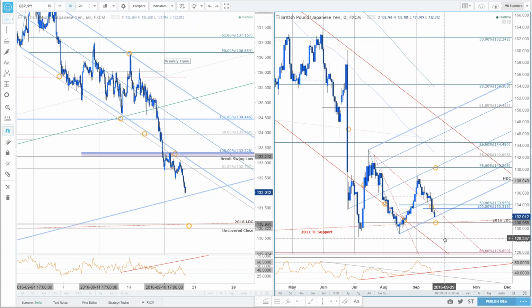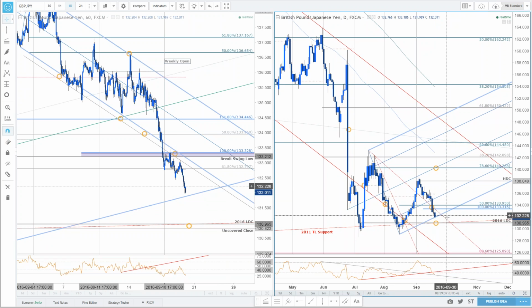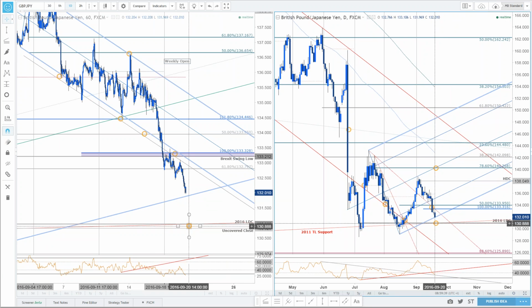With the same respect, my favorite scenario is, again, you find some support here. On a rebound, you'd look for the pullback to buy against that low if we find some support in that key region.